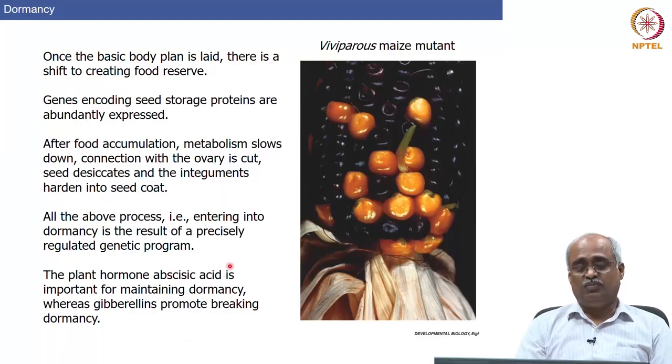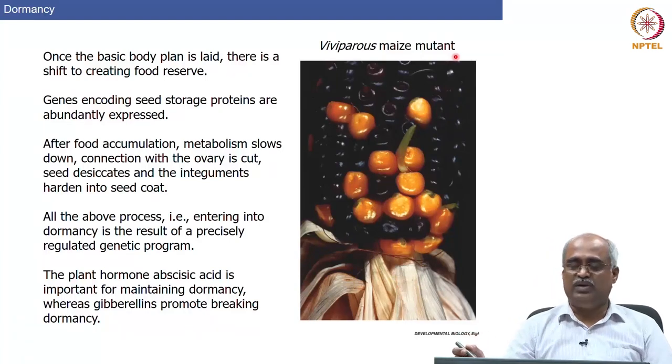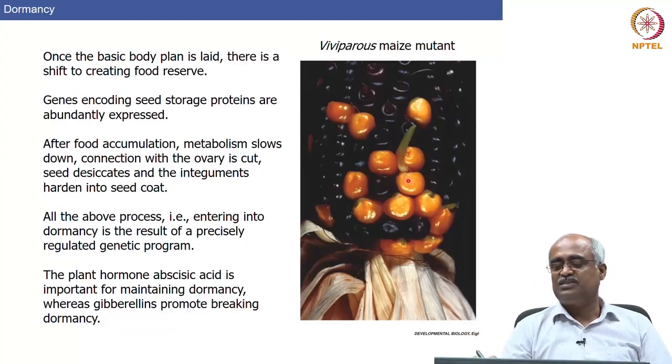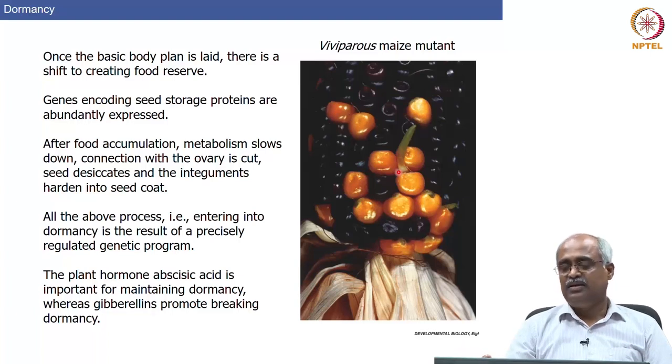But suppose you have a problem in this genetic pathway, for example, the viviparous mutants of maize. What happens is, instead of the kernels staying in the ear in a dormant stage, they continue to the next step and start germinating. Okay. So that is not going to be a successful reproductive strategy. It is not going to have access to the minerals and other nutrients from the ground, and taking up water and establishing as an independent individual plant is not going to be possible if this happens.